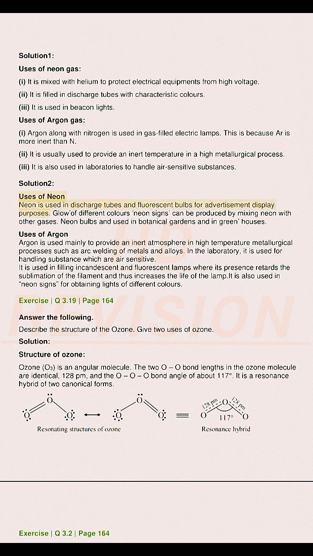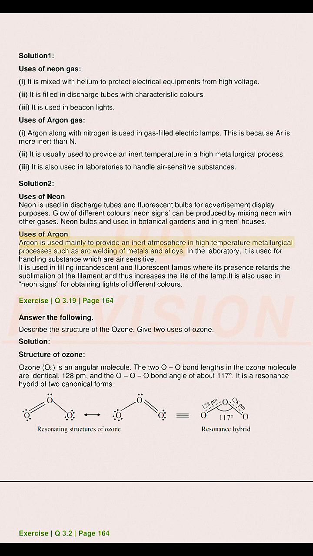Solution 2. Uses of neon. Neon is used in discharge tubes and fluorescent bulbs for advertisement display purposes. Glow of different colors. Neon signs can be produced by mixing neon with other gases. Neon bulbs are used in botanical gardens and in greenhouses.